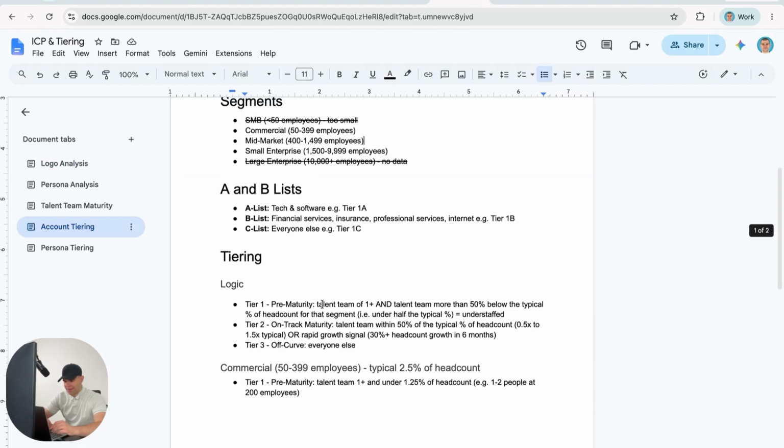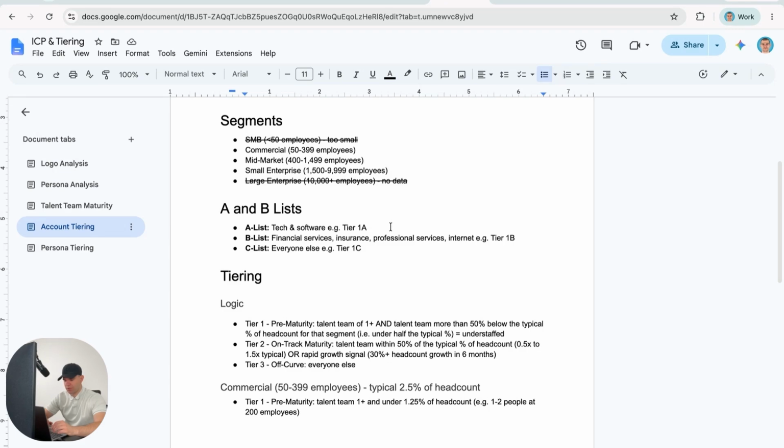So for the account tiering, we really want to prioritize, first of all, tech and software businesses. So tier 1A, tier 2A. Okay, what's next? Well, financial services, insurance, and some professional services as well was coming out as the next level of priority. So they could be tier 1B, tier 2B, and then C list is everyone else, okay?